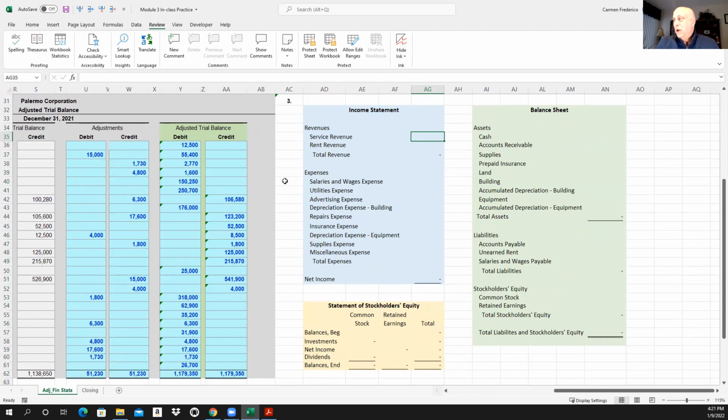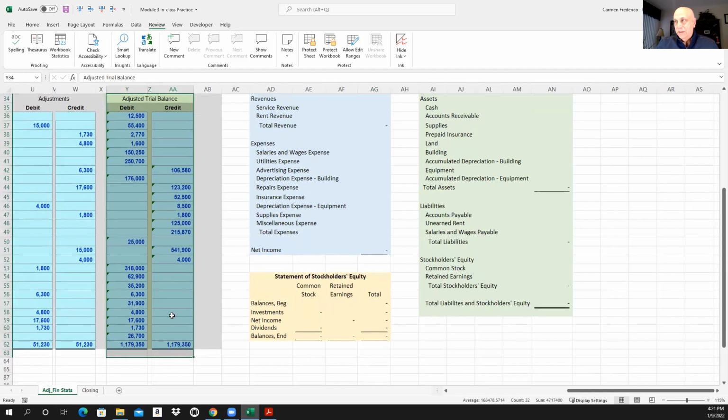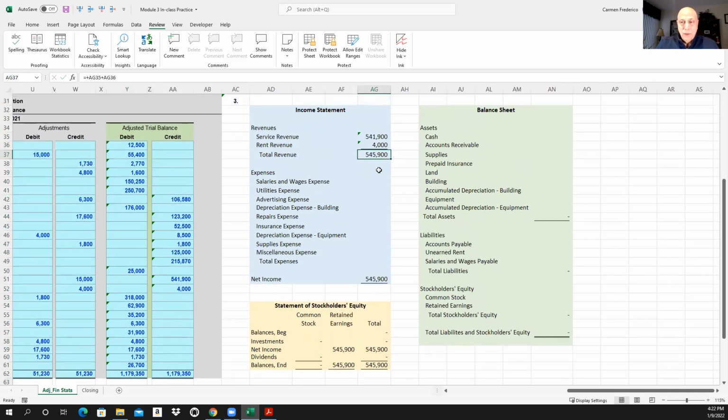So the revenues, we're going to pick all our balances off of our adjusted trial balance. This is the all-important statement that we need, the adjusted trial balance. So we're going to grab our revenue from that. Our revenue for the period is $541,900. Our rent revenue for the period is $4,000. So our total revenue on our income statement is $545,900.